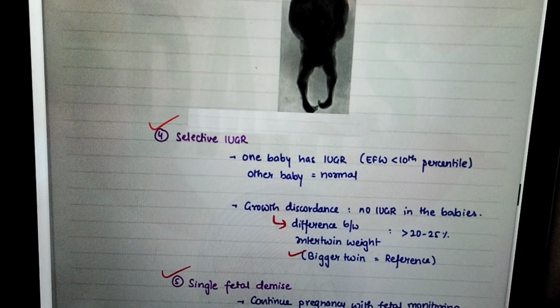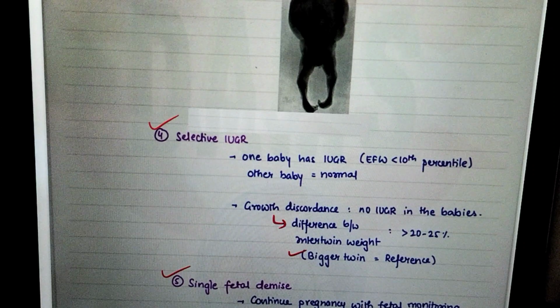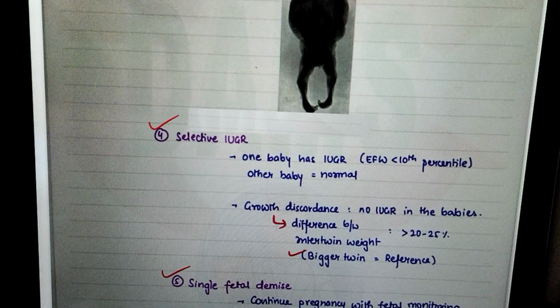Next complication is selective IUGR. Only one baby will have IUGR, the other baby will be normal. IUGR is estimated fetal weight less than 10th percentile. There will be growth discordance seen. Difference between intertwin weight will be more than 20 to 25% and the bigger twin will be taken as reference.